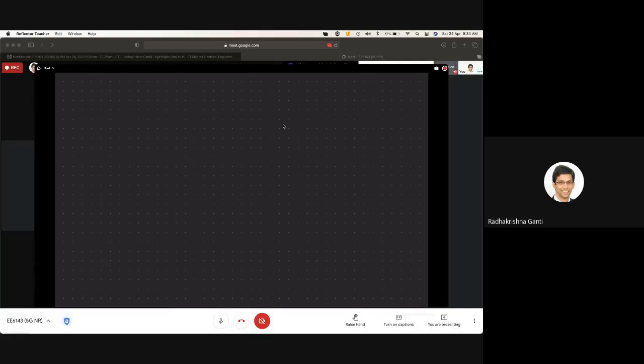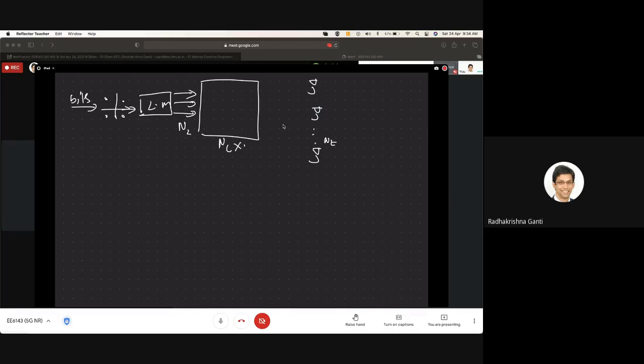So what did we say? We have bits which are mapped to constellations, and then we have the layer mapper, which gives a number of layers, and there are multiple antennas. I'm talking about a single resource element. If the number of layers is NL and the number of antennas is NT, you multiply with a matrix of size NL cross NT. This is called the precoder.